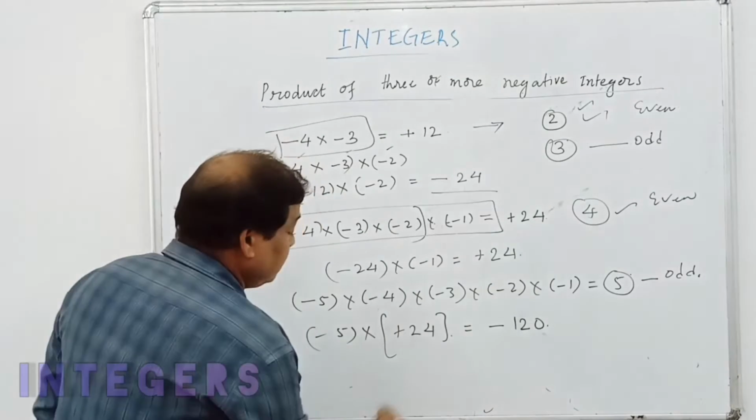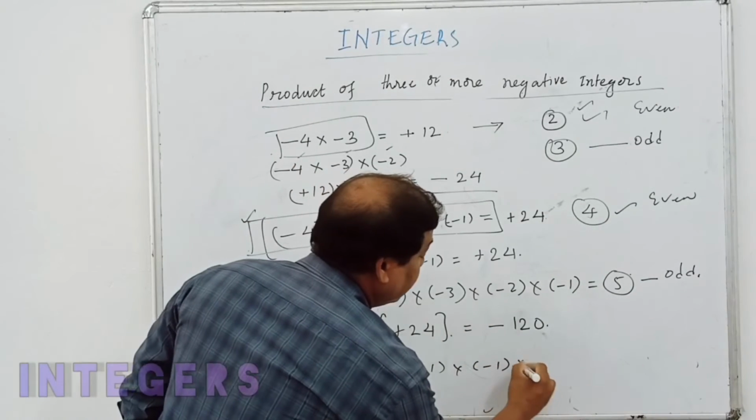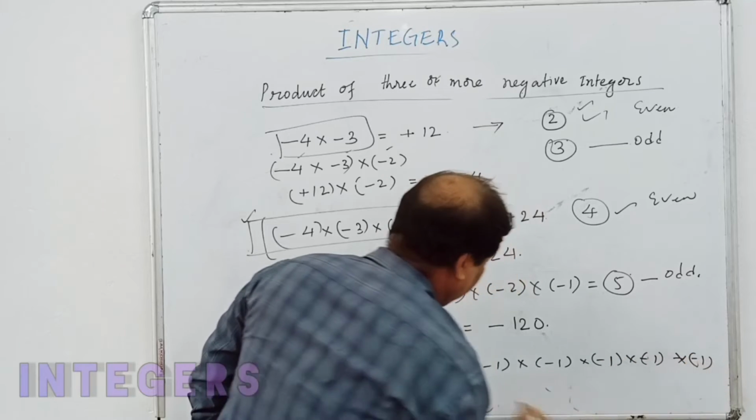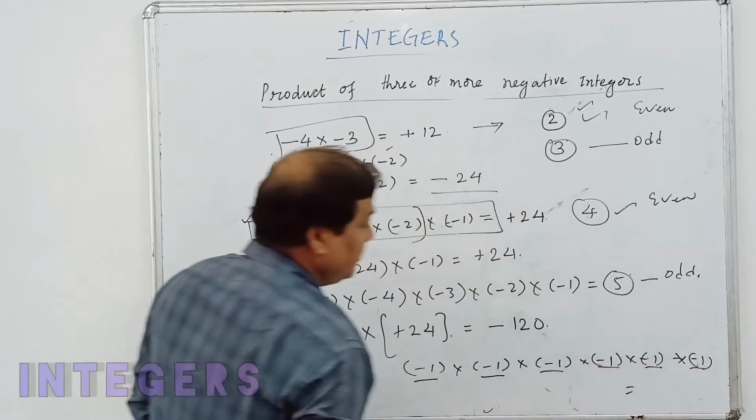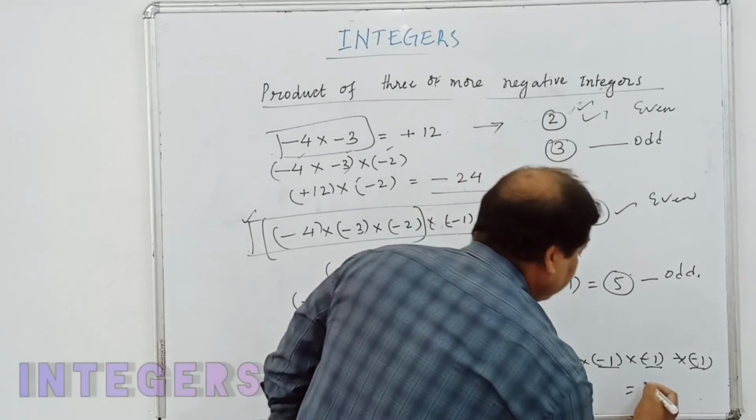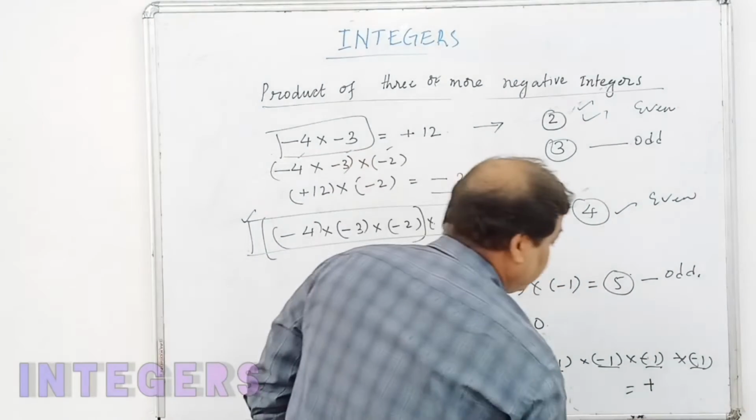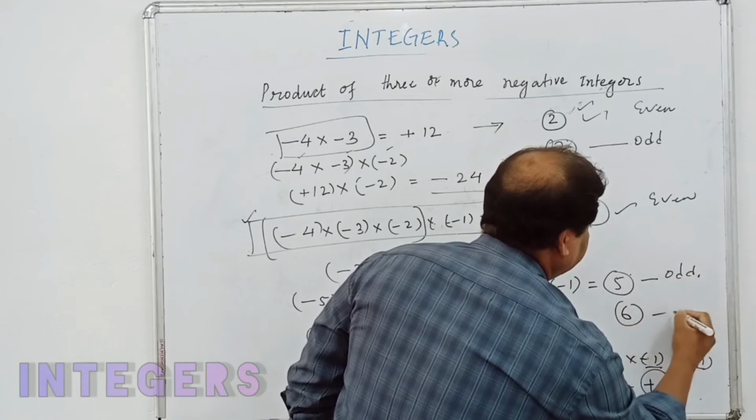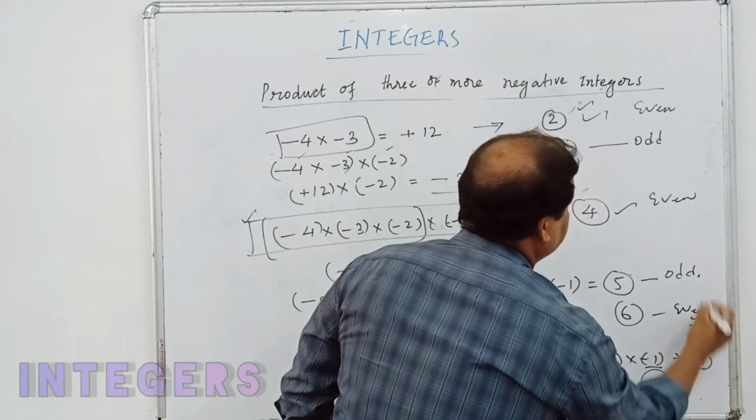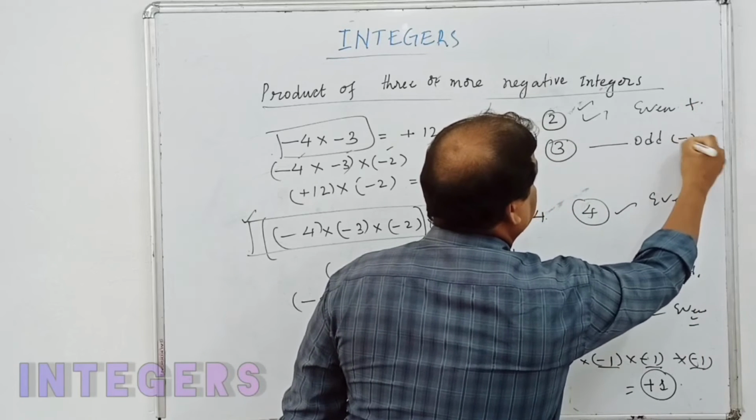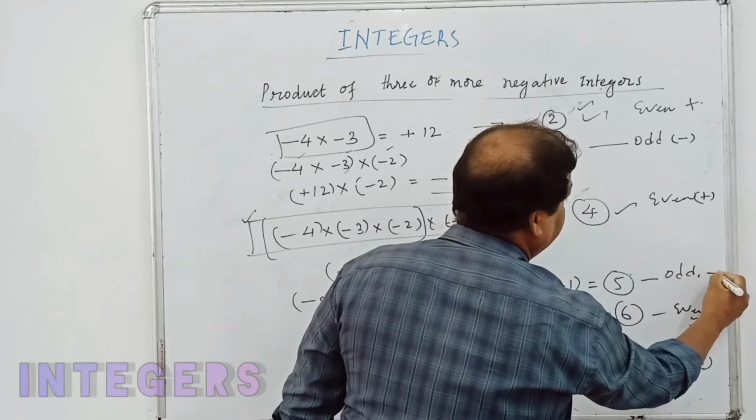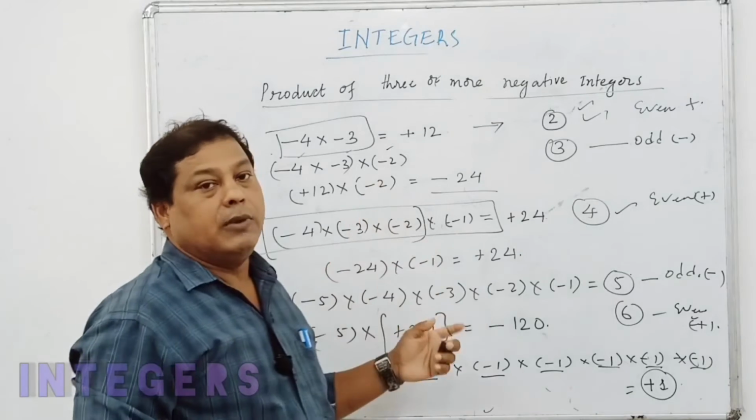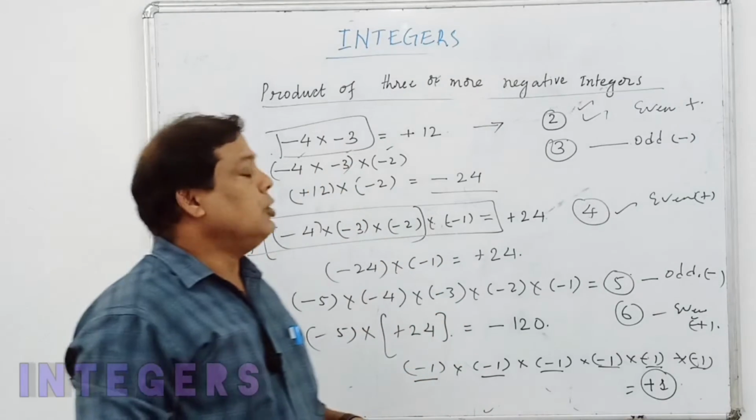Means, minus 1 multiplied by minus 1, minus 1, minus 1, minus 1, minus 1. How many times? 6 times. 6 is an even number, so we put a positive sign. Multiplying all these numbers, you will get 1. Since 6 is an even number, you get a positive sign. In odd numbers you get a negative sign. Even is positive, odd is negative. Like this, we multiply more than 2 integers.